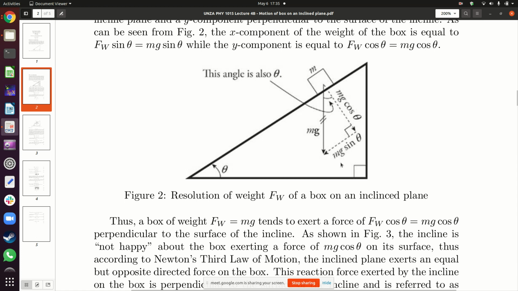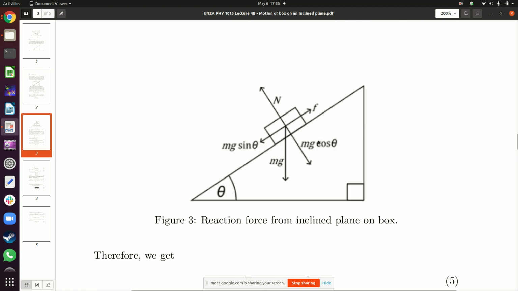So this one here, mg sin theta, is your x component of the weight, and this component here, mg cos theta, is your y component of the weight. So we can lift this one, mg sin theta, and bring it up there. When we do that, we have not changed anything, as shown in this diagram here. Mg sin theta, then of course this is what the weight was, and this is mg cos theta, like that.